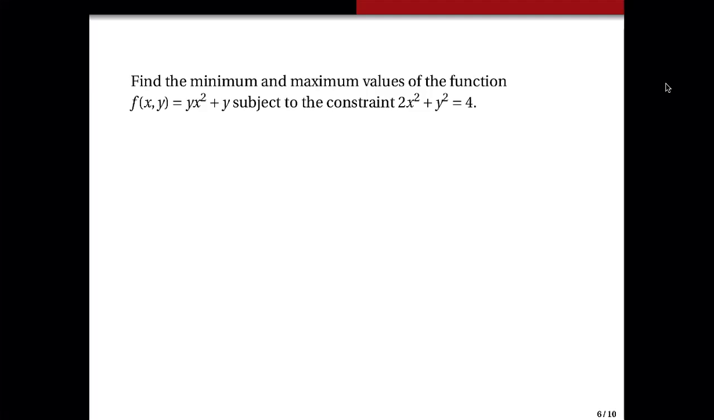So in here, we can let g(x, y) be the function 2x squared plus y squared. We will need to solve gradient of f equals lambda gradient of g, and g(x, y) equals 4. Correct?